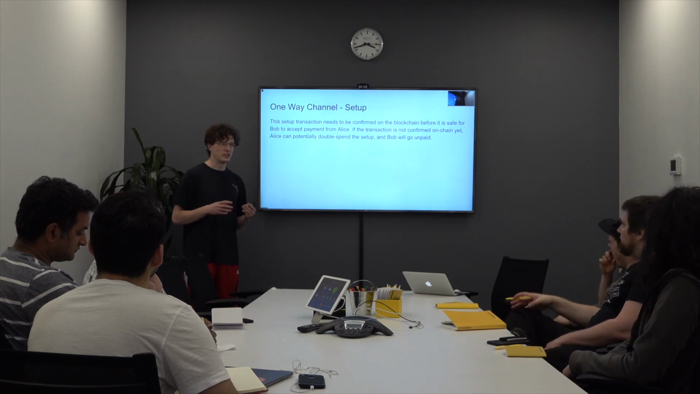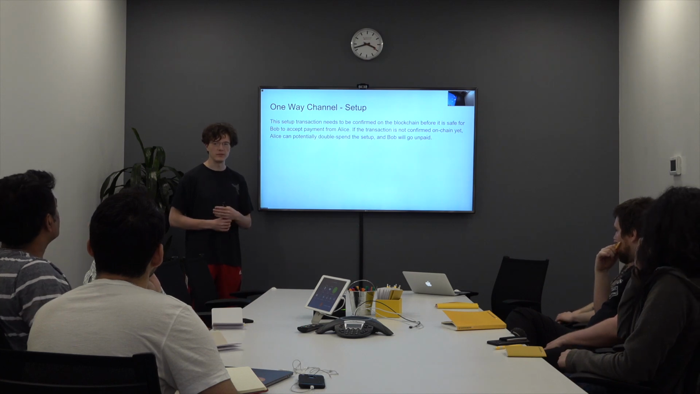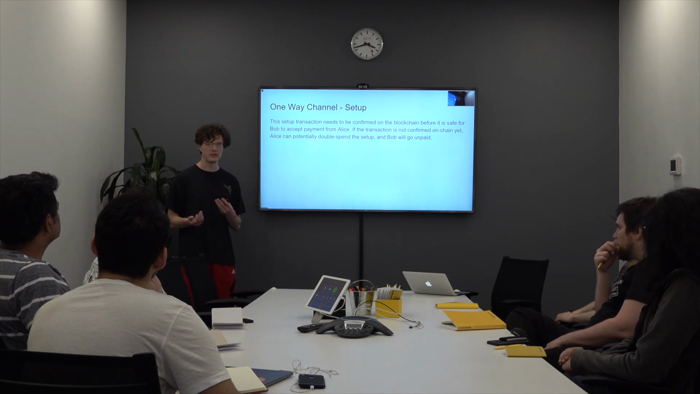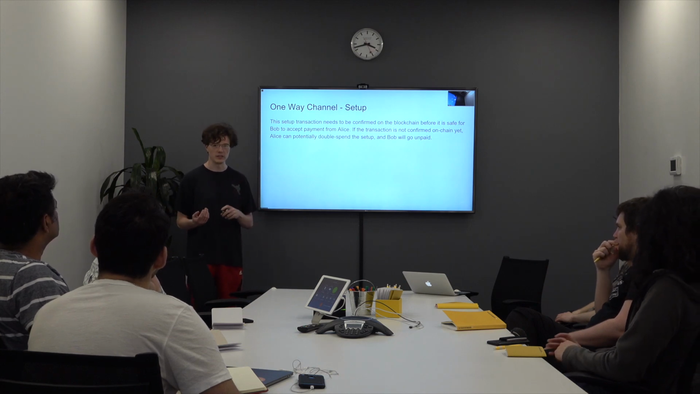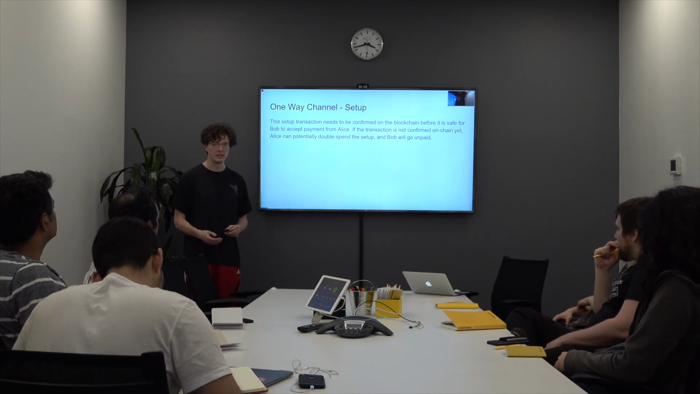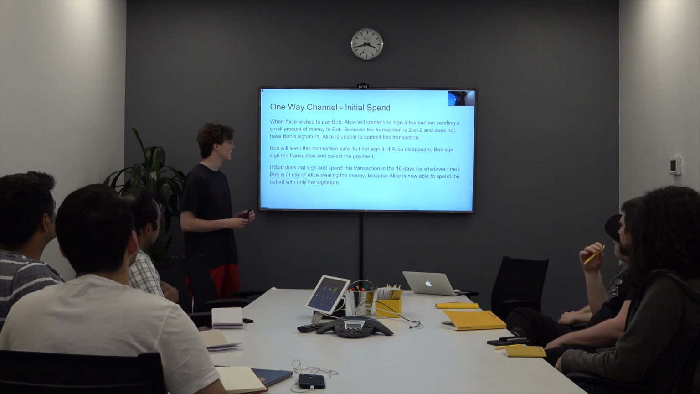So the setup transaction needs to be confirmed on the blockchain before it's safe to spend. The reason we have this setup is because when Bob's getting paid, if the transaction's not confirmed, Bob doesn't have any confidence that Alice can't go and do a double spend. So we need to get it on the chain so the money is definitely committed, definitely locked up, and there's no trickery that Alice can pull on Bob.